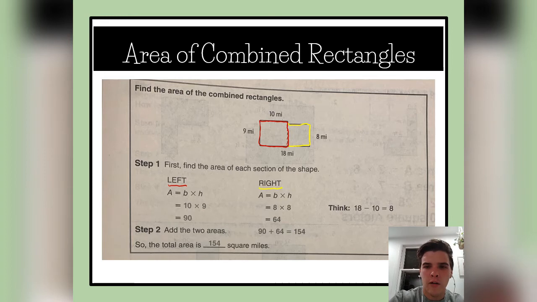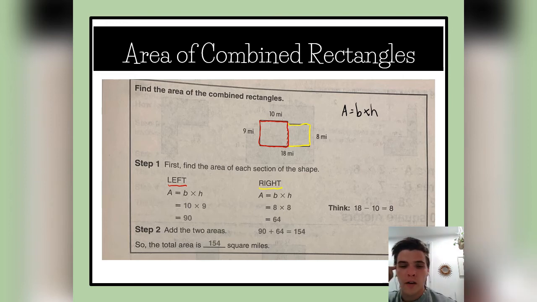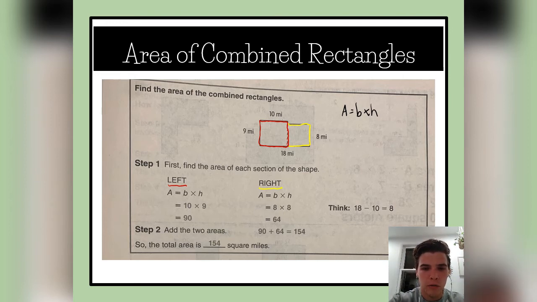So we know that area equals base times height, and now we have two rectangles. So we're going to have to find the area of both of them and then add them together. The left is easy. We know that the height is 9 and the base is 10. So area equals base times height, or 10 times 9. 10 times 9 gives us 90.